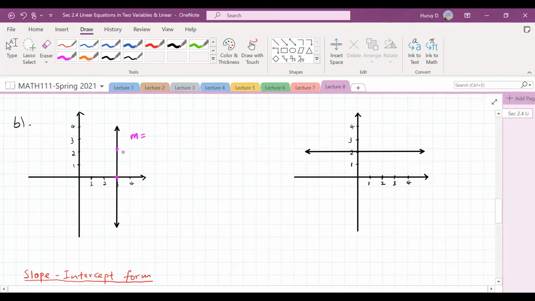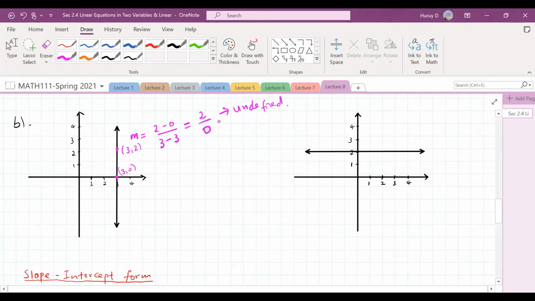M equals, this is 3,2. This is 3,0. So y2 is 2 and y1 is 0, and x2 is 3, x1 is 3. What do we get? 2 over 0. And what is this number? This is undefined. Okay. And now we have a slope which is undefined.